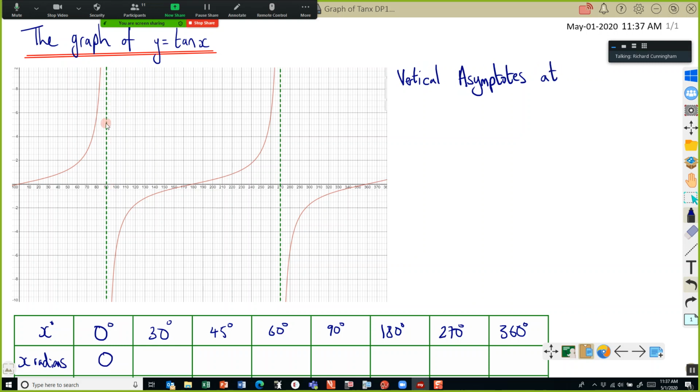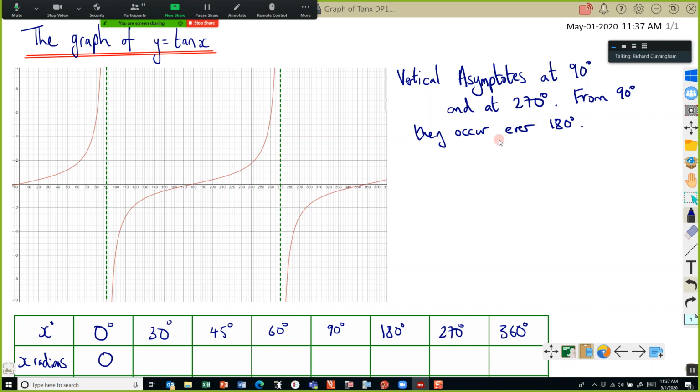I've drawn them in the green dashed line at 90 degrees and at 270 degrees. So from 90 degrees, the asymptotes occur every 180 degrees, okay? So they're going to happen every 180 degrees.